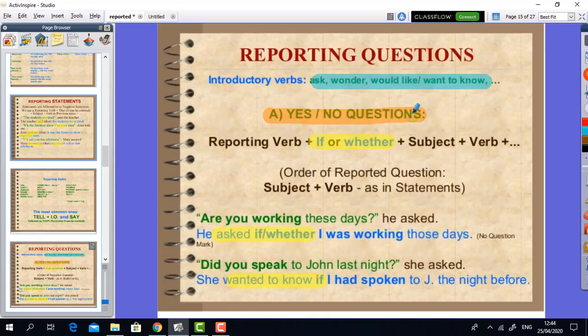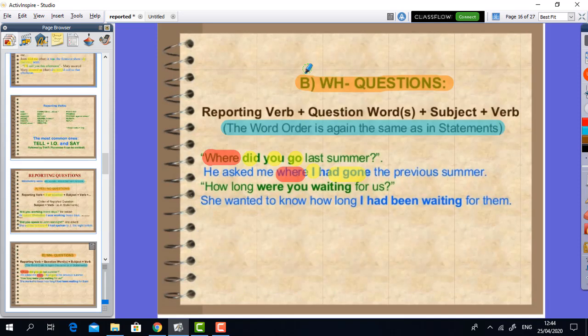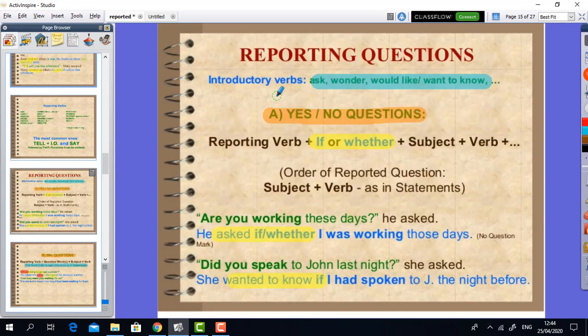And now let's remember what to do if we want to report a question. We need some introductory or reporting verbs like ask, wonder, would like or want to know. And we should distinguish between the yes and no questions and the WH questions. Let's begin with the yes or no questions.